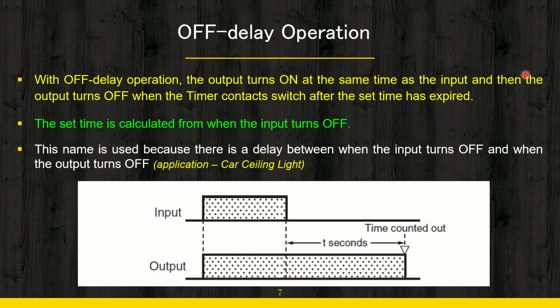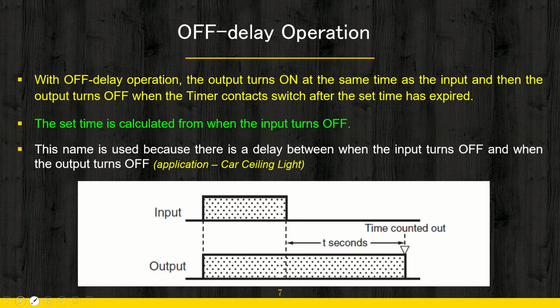If I talk of a typical application of this off delay operation, then the car ceiling light can be a very good example. I hope everybody of you has experienced this particular application at some point in your life. Whenever the car ceiling light is on and the door is open, the light is always there. It does not go off. Now when you close the doors, then after a certain period of time, the ceiling light goes off automatically. So this is one of the very prominent examples of off delay operation.